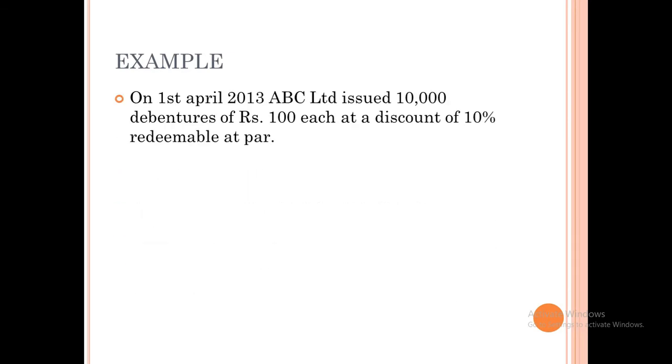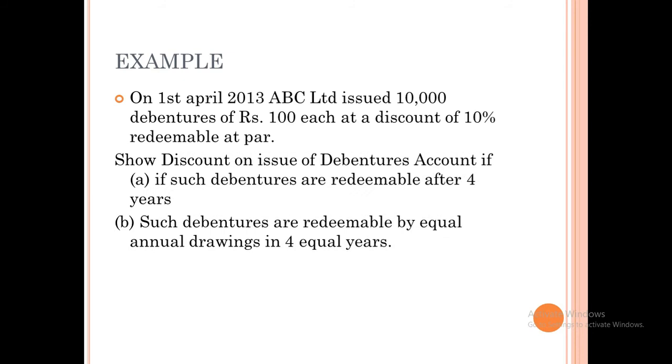Now let us see with the help of an example. Suppose on 1st April ABC Limited issued 10,000 debentures of rupees 100 each at a discount of 10% redeemable at par. Show the discount on issue of debentures account if first part such debentures are redeemed after 4 years and second part such debentures are redeemable by equal annual drawings in 4 equal years.